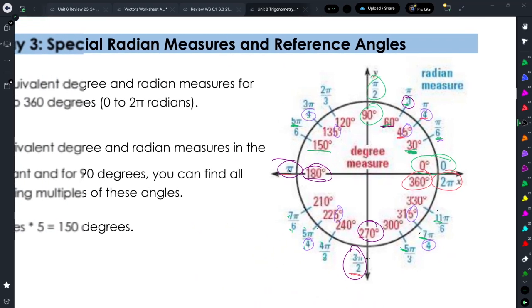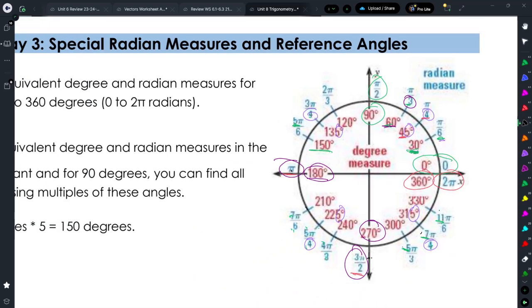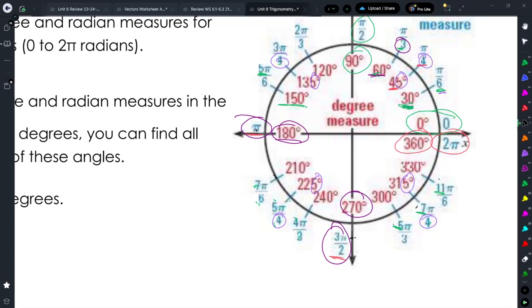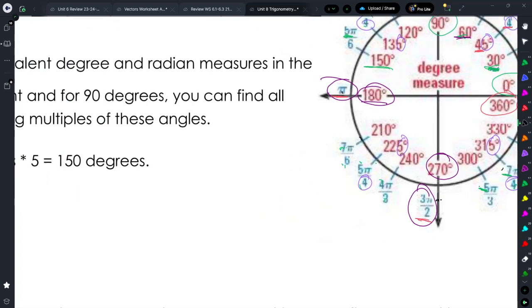So we'll come back to this in the next couple of days, but I just want to get us primed a little bit to understanding the equivalent radian measures to these angle measures in degrees and how we can estimate where angles are without looking at this all the time.